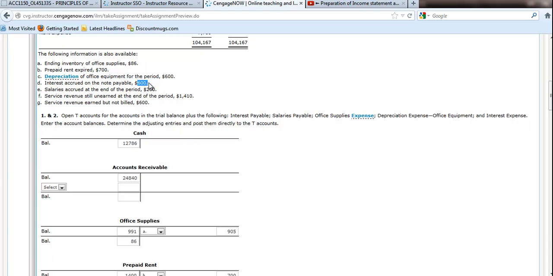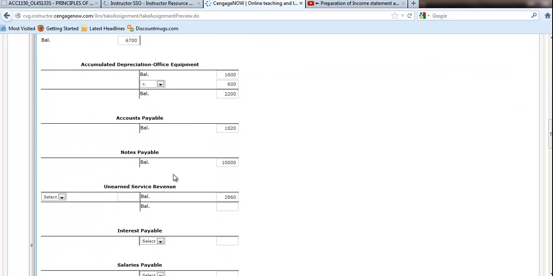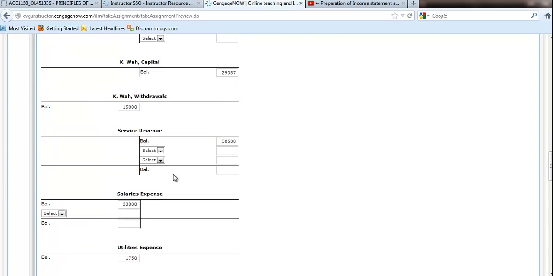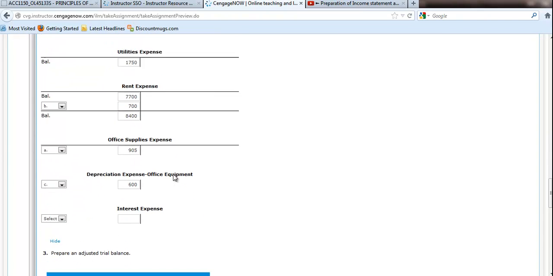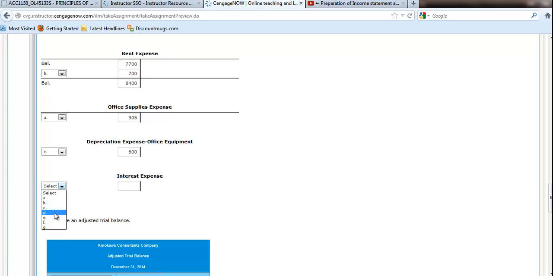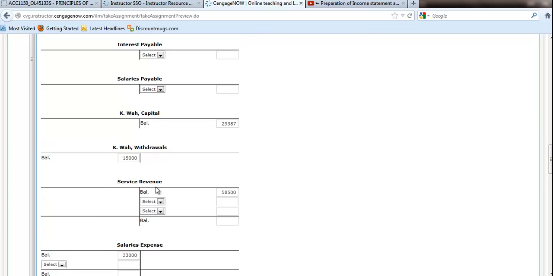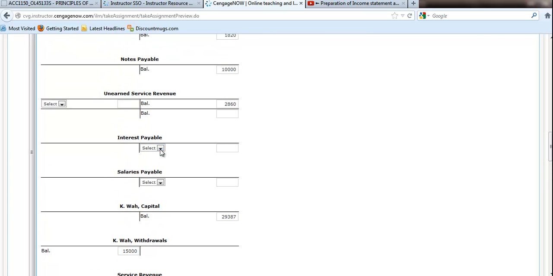So I need to find the accounts involved, and I'm going to have interest expense, because this is interest I owe to someone because it's a note payable. So I'm going to have $600 to my interest expense. So let's go down here and find interest expense. This is D, $600. And then I'm not paying it right now. It's only accrued, so I'll pay it later. So I'm going to credit interest payable.